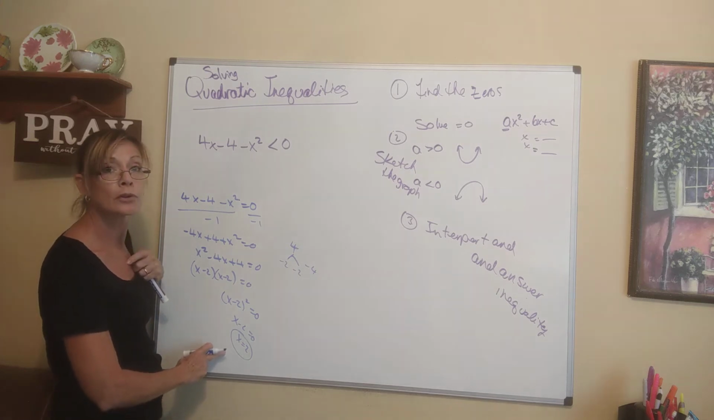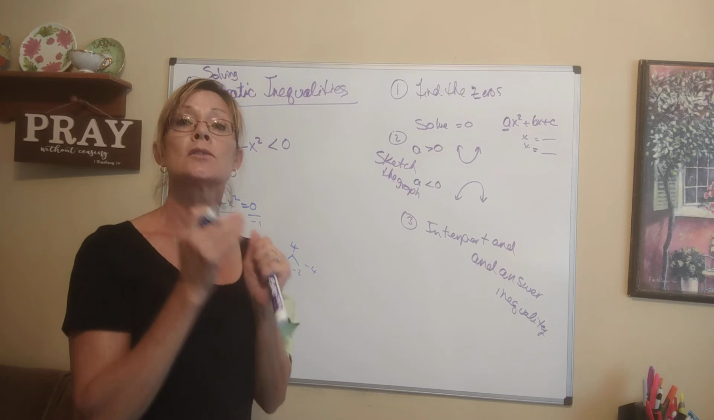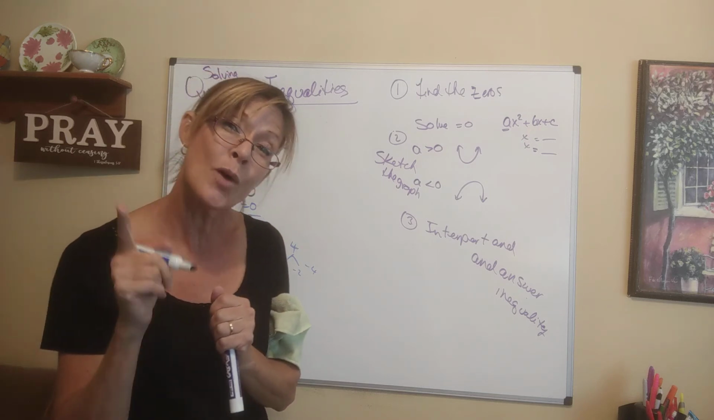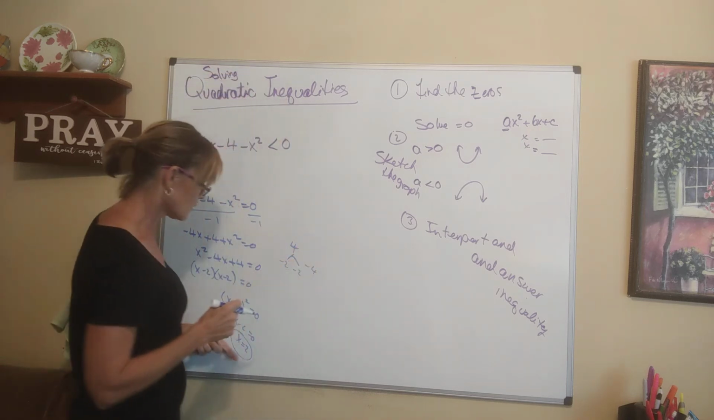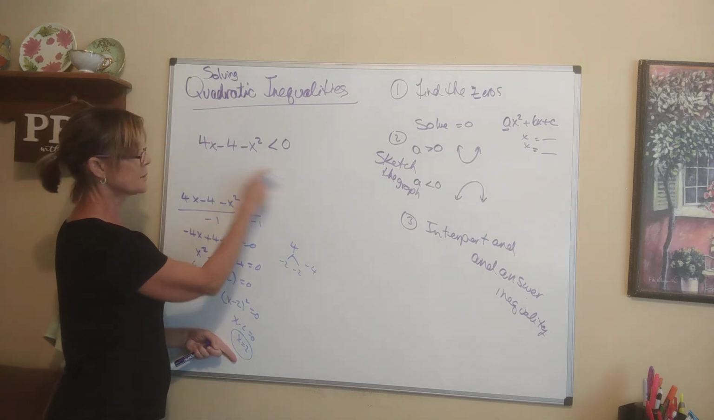This is a double root. This is a situation where if we took the discriminant, it would equal 0 and it would say you get 1 real root. That's what's happening here. So right here, x is 2. All right, fine. This is what we're supposed to solve.